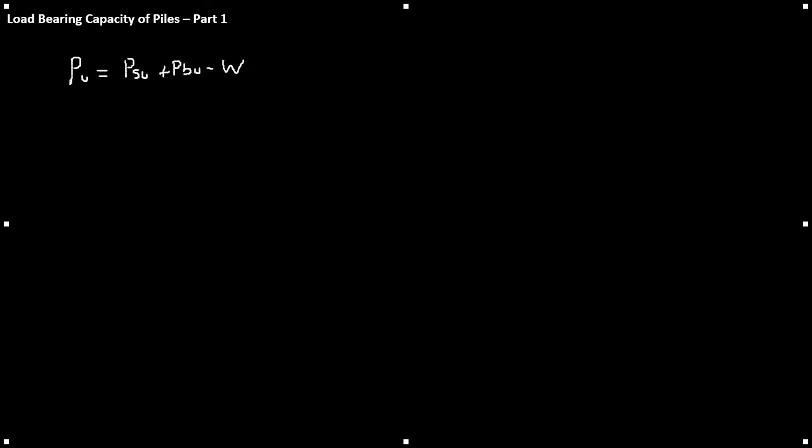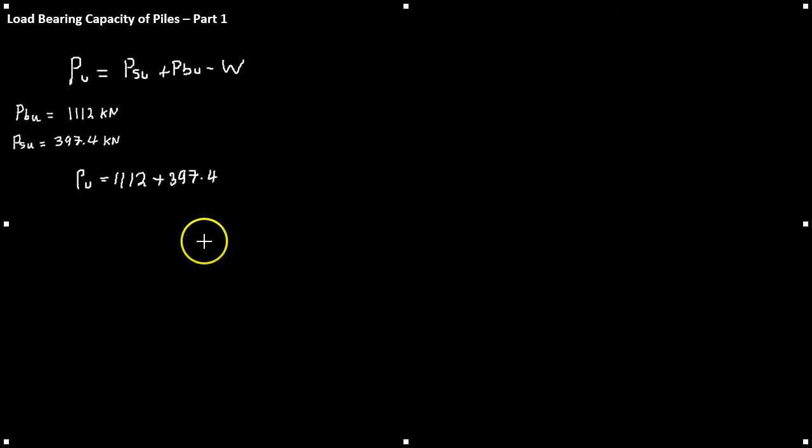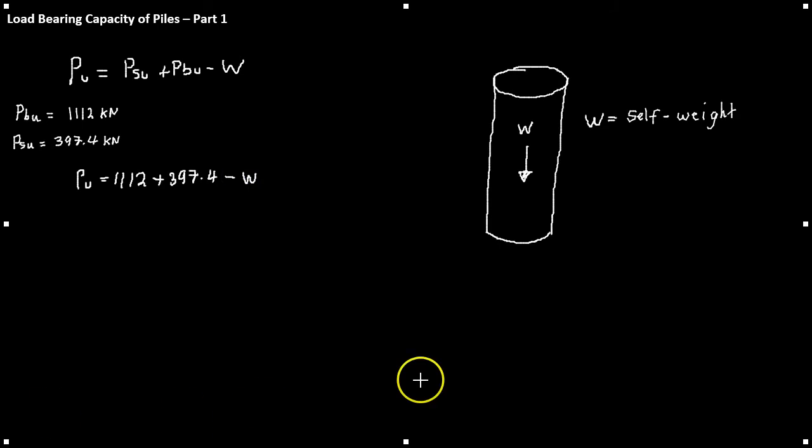So let's go back to our original equation. We had Pu equals PBU plus PSU minus W. We've obtained our value for PBU, which is the base resistance, and that was 1112. So we have Pu equals 1112 plus our value of PSU, which was 397.4. Now we need to minus W from this. W is equal to the weight of the pile.